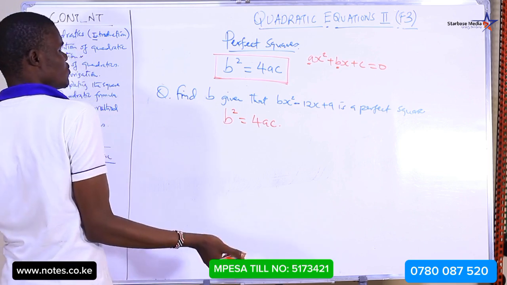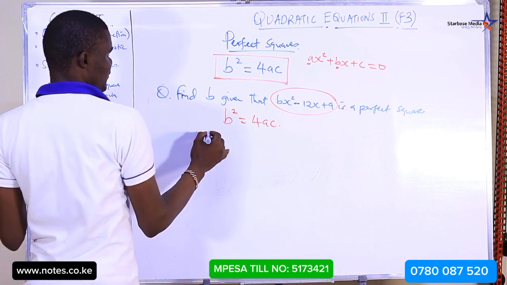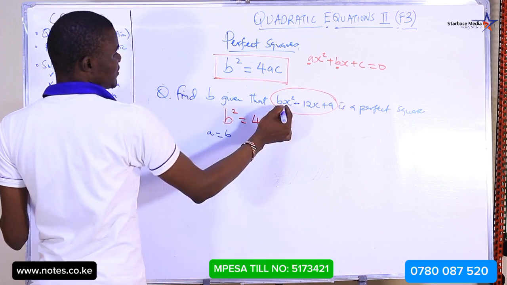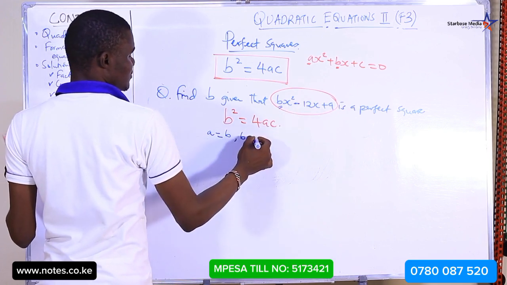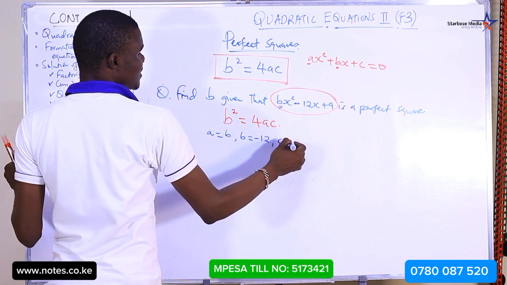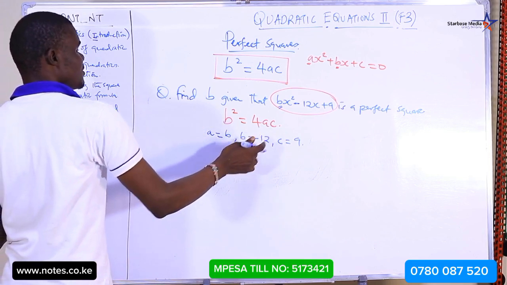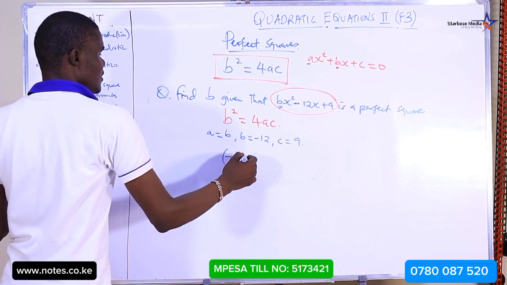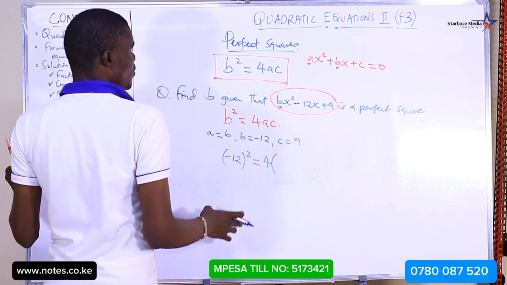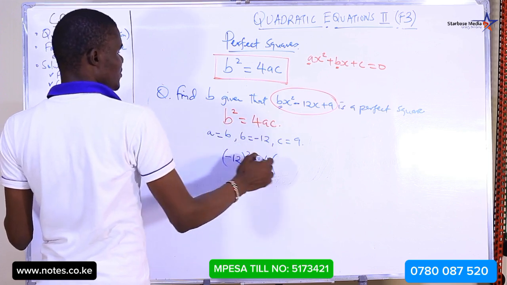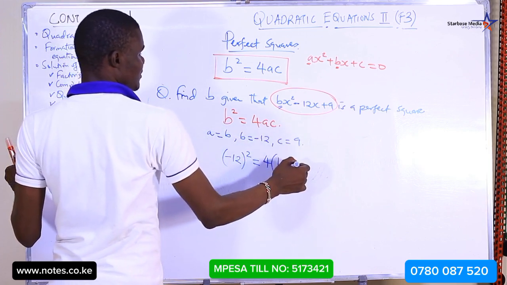Wewe unachukua tu, unasema kwa hii nimepewa. Where is A? A ni B. Ndio hii. Alafu B ni nini? Negative 12. Alafu C ni nini? 9. Alafu una replace hapa. Unasema B squared. B ndio hii. Negative 12 squared. Wekanga bracket. Zoea hiyo kuweka bracket ili you don't mess up in exam. What is A? A tumepewa ni B by C times C, 9.